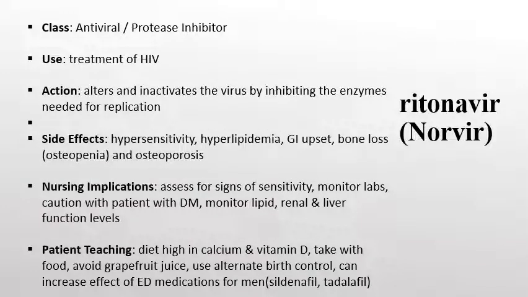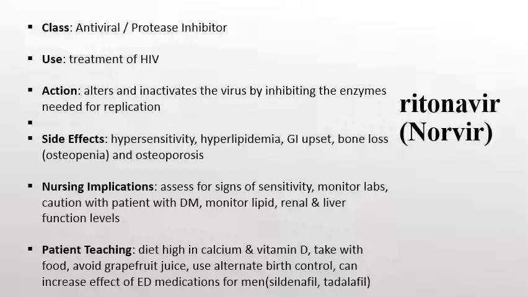Ritonavir is a protease inhibitor that acts by altering and inactivating the HIV virus by inhibiting the enzymes that are needed for its replication. It's usually combined with one or two other medications to increase their effectiveness in the treatment of HIV. It can have interactions with other medications. It's administered orally, and it's used cautiously in patients with liver disease, pancreatitis, diabetes, and hypercholesterolemia.